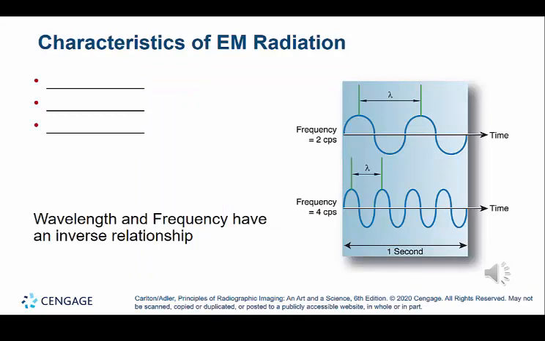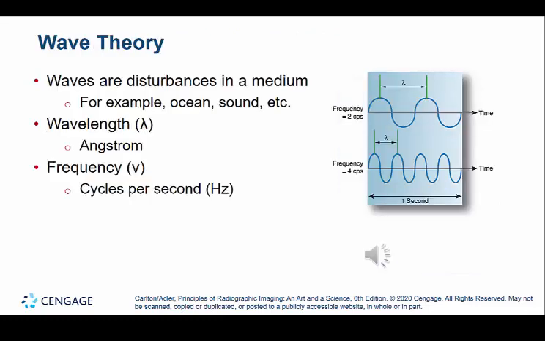As we just stated, the three characteristics of electromagnetic radiation include energy, frequency, and wavelengths. Wavelength and frequency have an inverse relationship, meaning that the higher the frequency, the shorter the wavelength. According to the wave theory, the waves are disturbances in a medium, for example, the ocean, sound, and so forth. Wavelength is represented by the angstrom, and frequency is represented by V. Frequency is measured in cycles per second, or hertz.